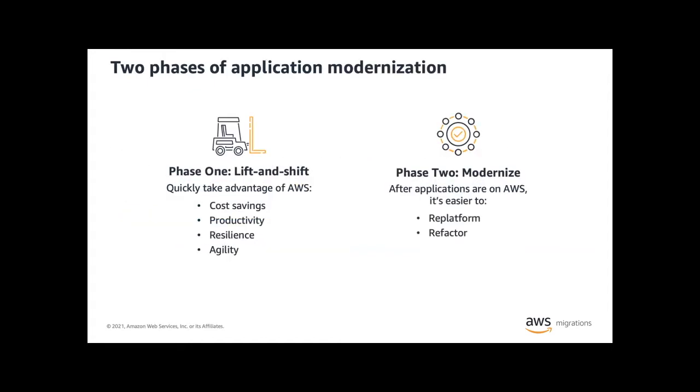And as I mentioned, the typical application modernization process has two phases. The lift and shift, where you quickly take advantage of AWS for cost savings, productivity, agility, and then you are able to do some replatform or even refactor, as the example that I just mentioned.